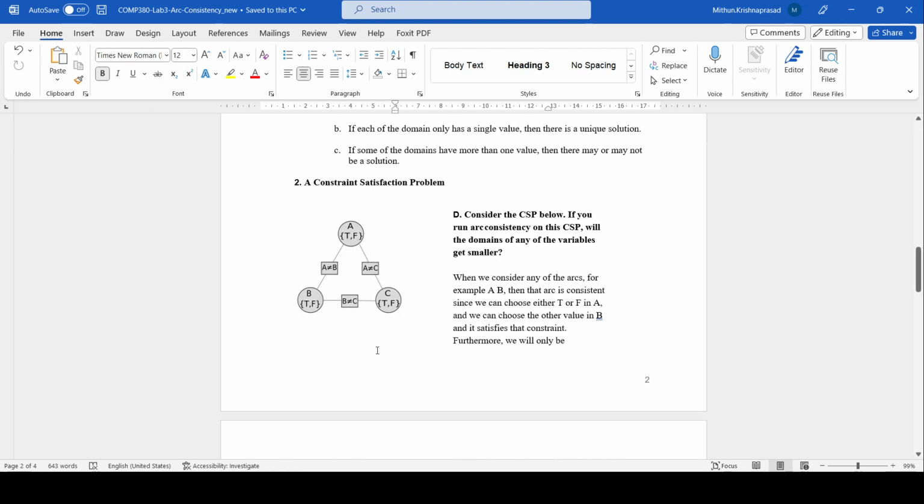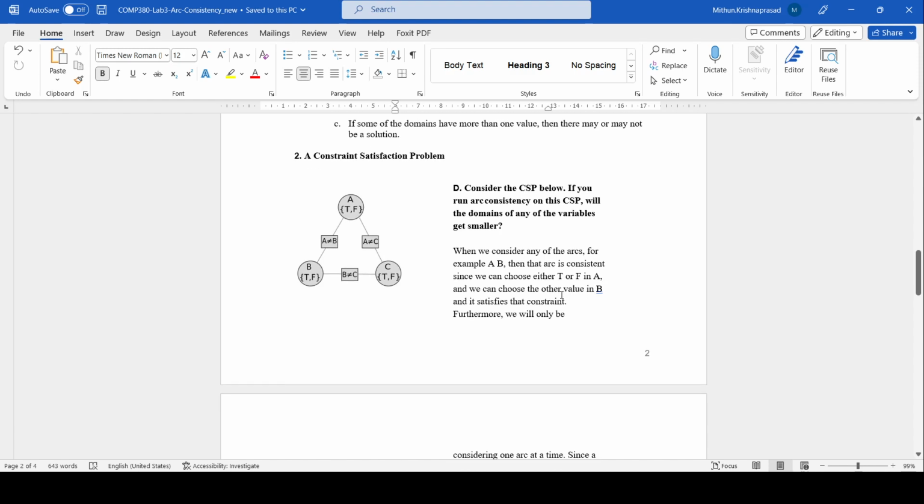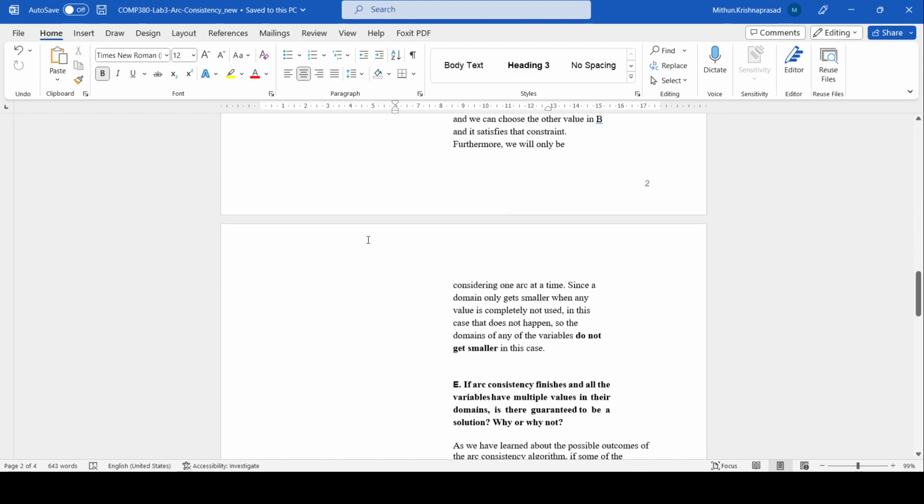This one on the left was what we had to work with, and the constraints were that the value of a cannot be equal to b, a cannot be equal to c, and b cannot be equal to c. Now let's consider the arc around AB, and we know that the values cannot be the same. So let's say we choose T in A, then we can't choose T in B. Essentially, we have to choose F.